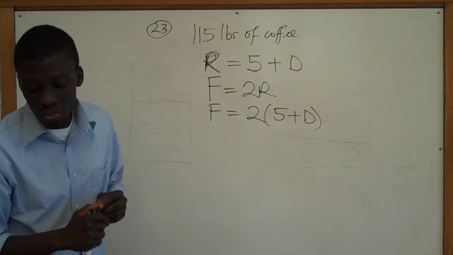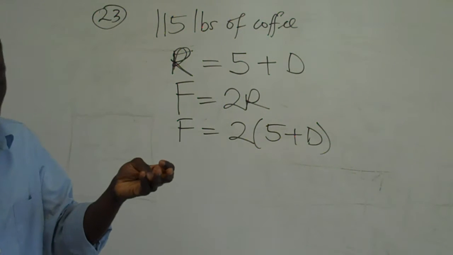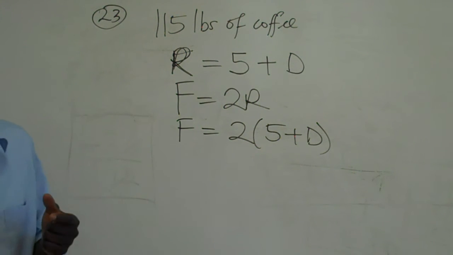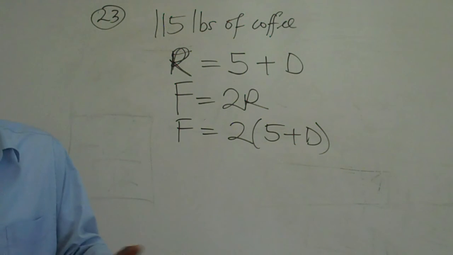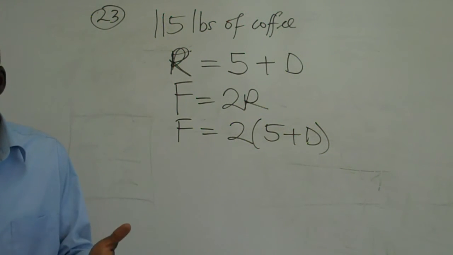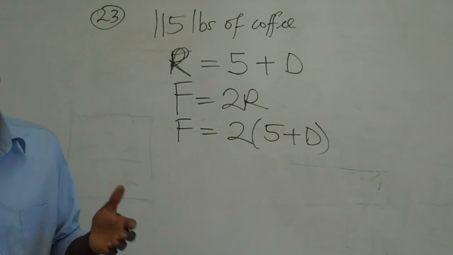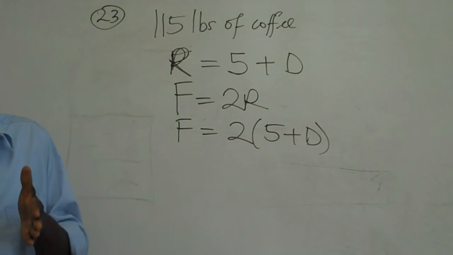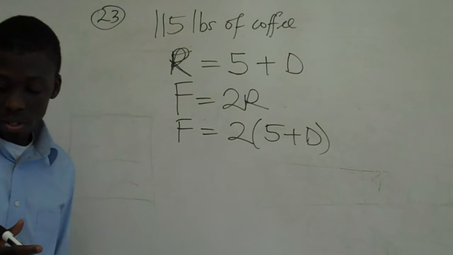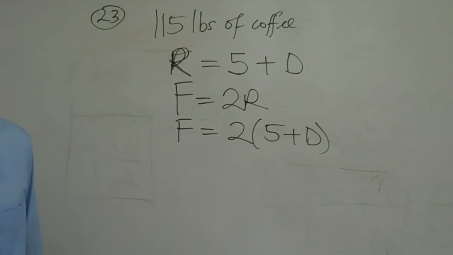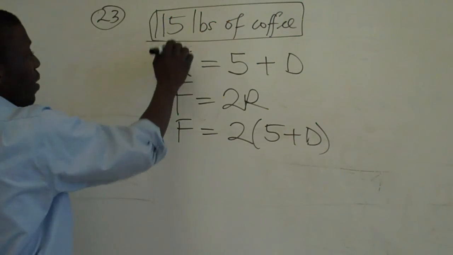Write an equation to solve for the amount of regular coffee sold. From our problem, it says that the amount of regular coffee sold was 5 pounds more than the amount of decaf coffee sold. There were twice as many pounds of flavored coffee sold than there was regular coffee sold. And now write an equation to solve for the amount of regular coffee sold. Essentially, for the amount of coffee that was sold here, from the beginning they gave us 115. That's what we need to remember right now.